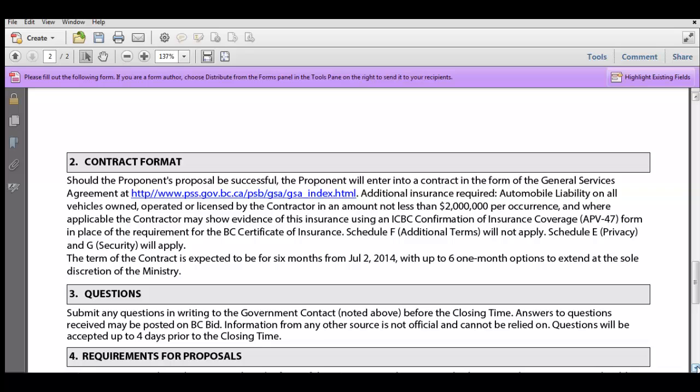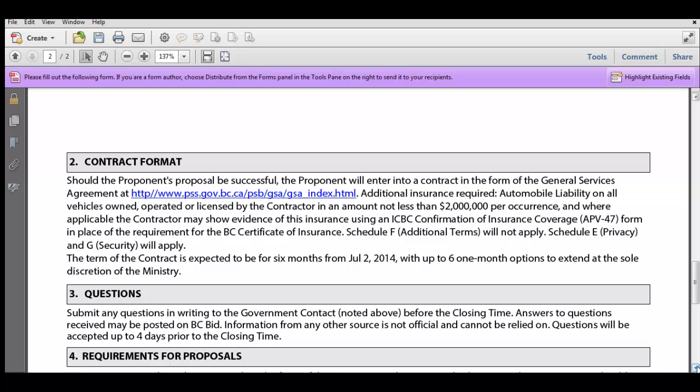The final sentence under contract format talks about the term of the contract. So this is the length of time that we expect the contract to last. This is critically important information because you are bound to the proposal that you have submitted to the SRFP for the term of the contract. So in our sample, we're looking at a 6-month contract that's going to be starting on July 2nd.